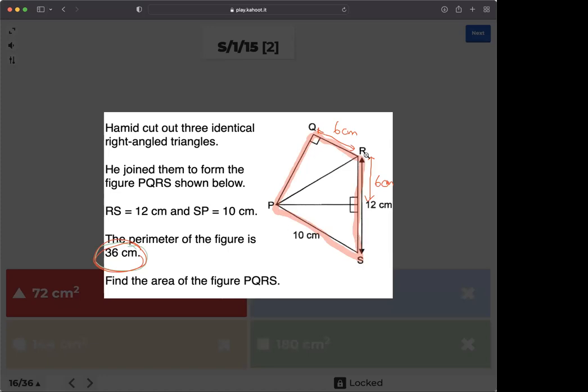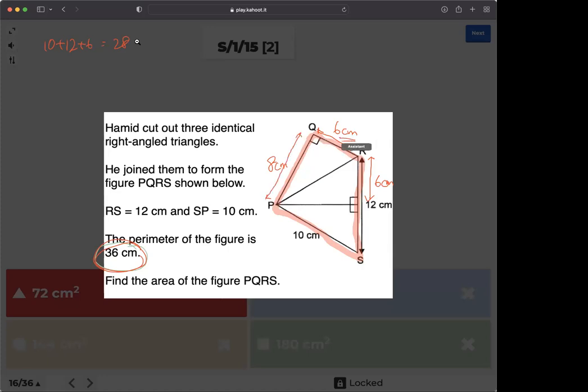Okay, the gray highlighted part is 36 minus 10 minus 12 minus 6. Without a calculator, can you quickly tell me the answer? So 10 plus 12 plus 6 is 28. So 36 minus 28 will be 8 cm. Is that clear? So the height of one triangle is 8 cm.